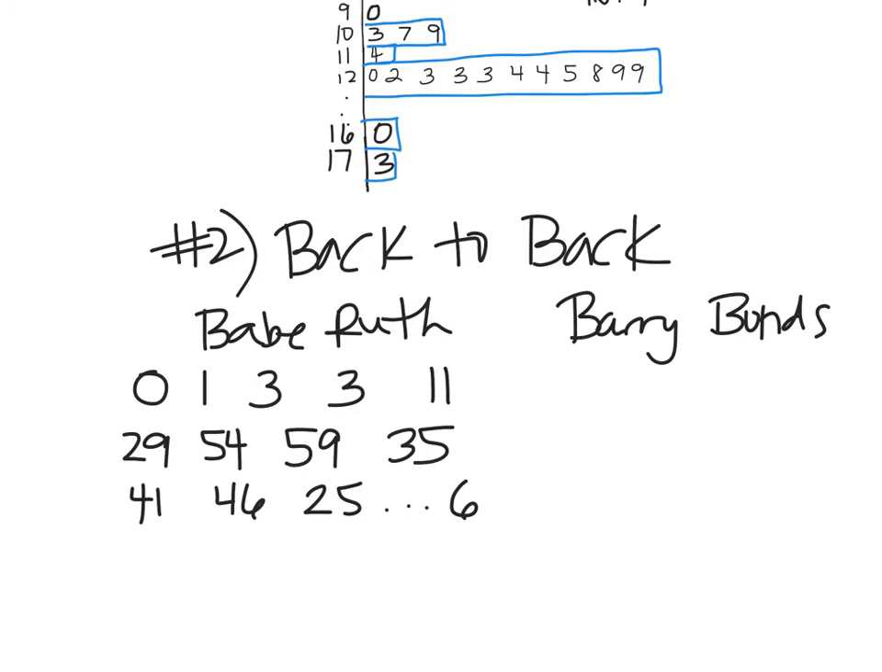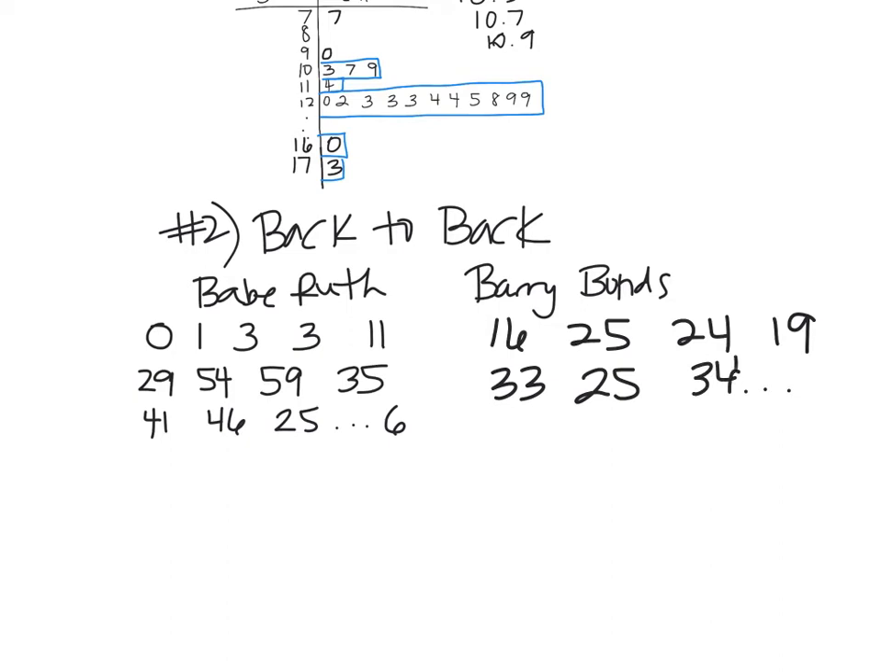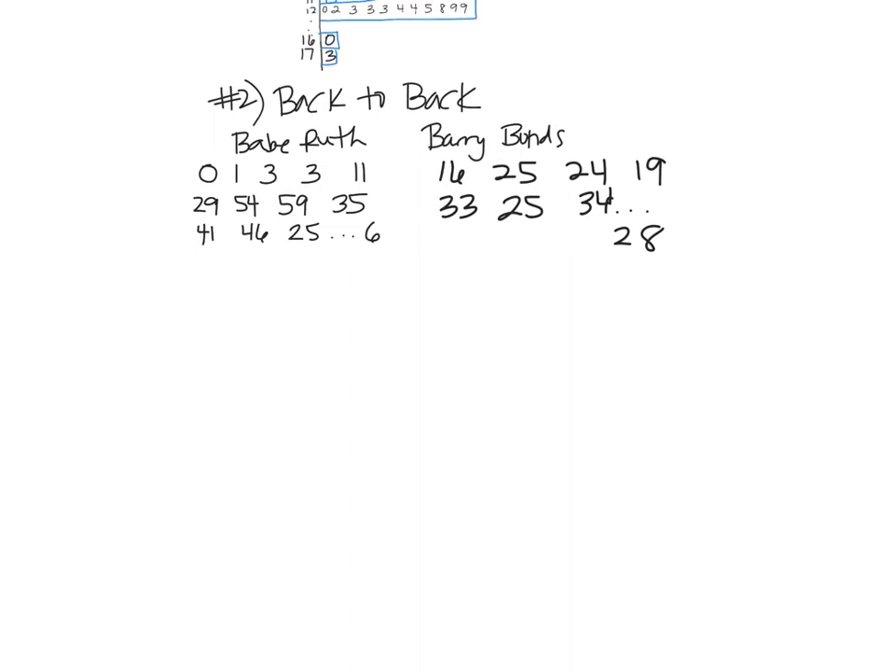All right, Barry Bonds, his first year as a rookie, he hit 16 home runs. That's pretty impressive. And then he hit 25, 24, 19, 33, 25, 34. Okay, the list goes on and on. And finally, his last year, he hit 28 home runs. Now what they want us to do is make a back-to-back stem and leaf plot for this, okay? So this is how you do it.